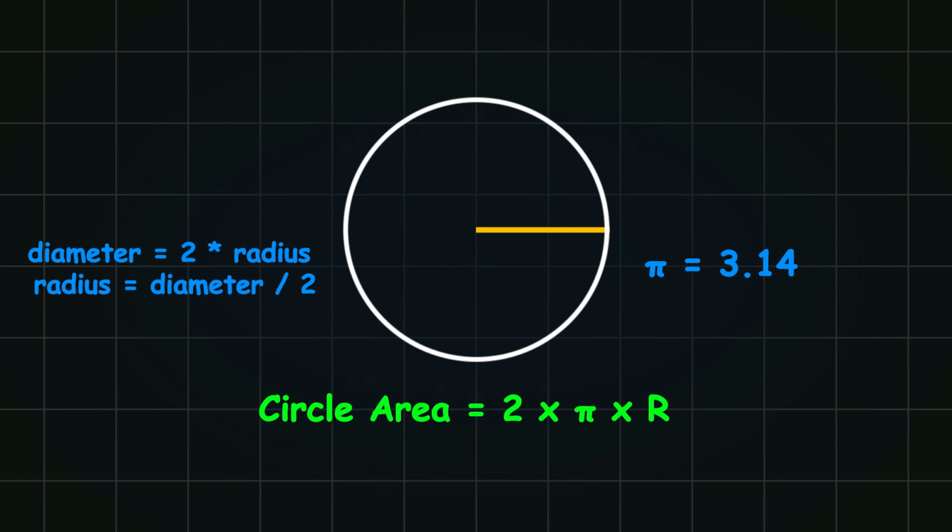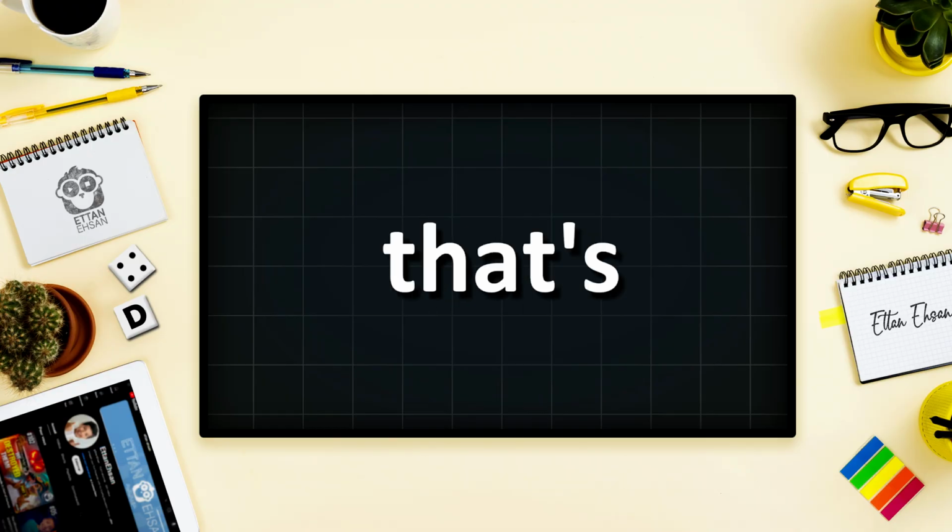Use the radius length. So what we are going to do is pi, which is 3.14, times 2 times r. Let's say that our radius is 8. So let's just do 2 times 3.14, which is 6.28. And 6.28 times our radius, which is 8, is 50.24. That's a really simple way of calculating the area of a circle, guys. And that's how you do it.